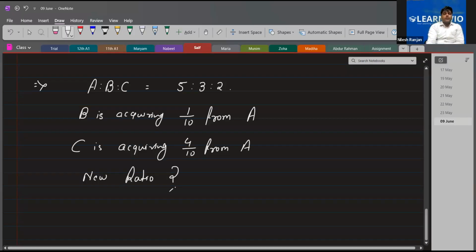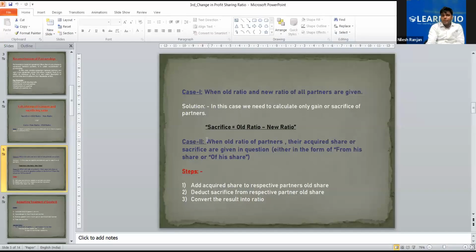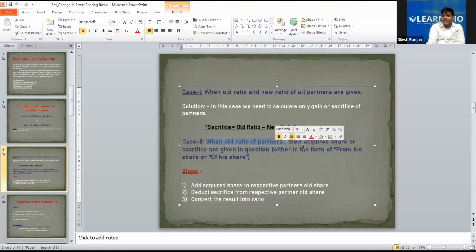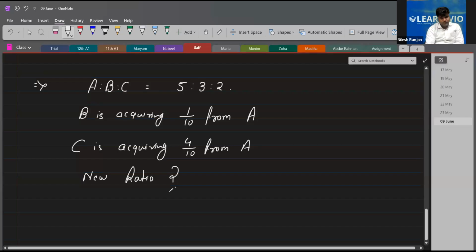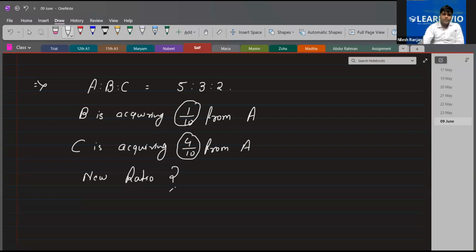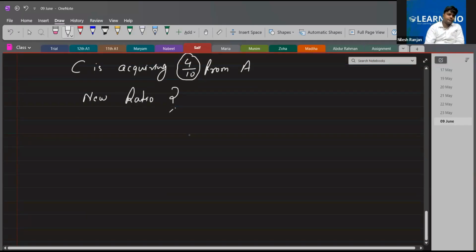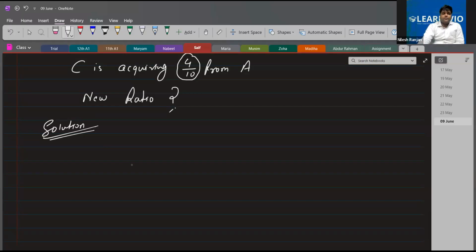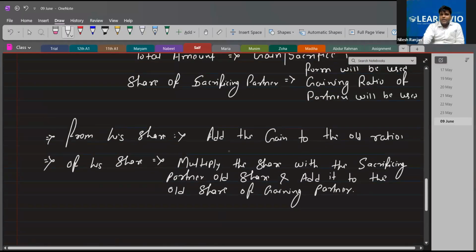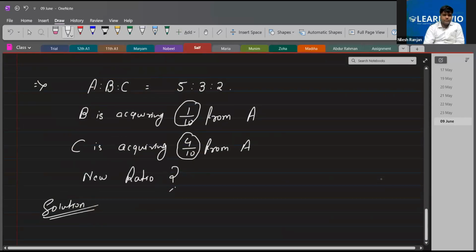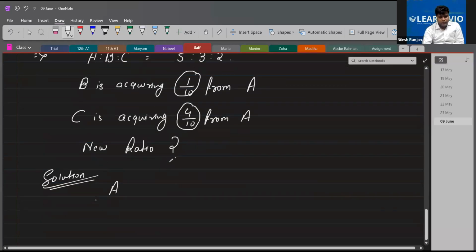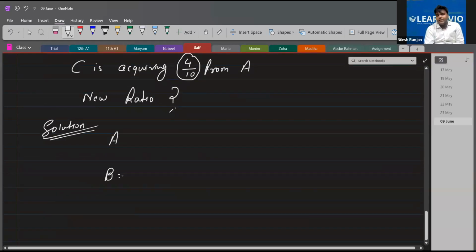I told you the quotient information that will be given is when old ratio of all partners and their acquired share or sacrifice are given in the quotient. Acquired share is given here. B is acquiring 1/10 and C is acquiring 4/10 from A. So you can say that A is sacrificing 5/10 total. So for solution, it is from his share. And when from his share is given, it means we have to add the gain to the old ratio. So A ratio will calculate later, but B is getting 1/10 from.